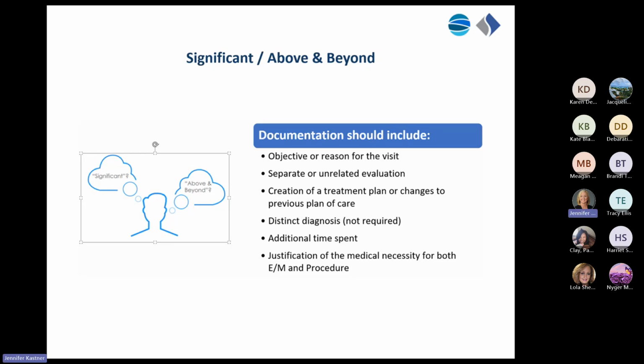To demonstrate that the E&M service was significant and above and beyond, the documentation should include the reason for the visit, additional or unrelated evaluation, development of a treatment plan or changes to an existing treatment plan, a unique diagnosis, although this is not a requirement, additional time spent, and the last one is medical necessity for both the E&M service and the procedure, because medical necessity is the overarching criteria for all payments.